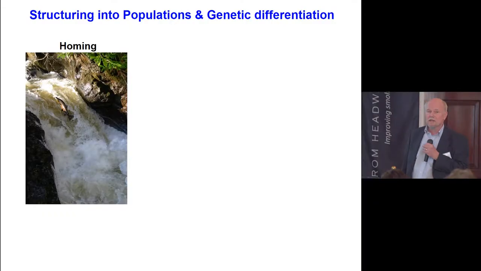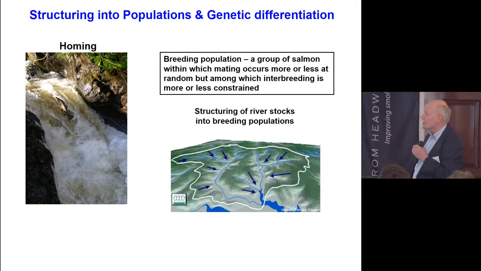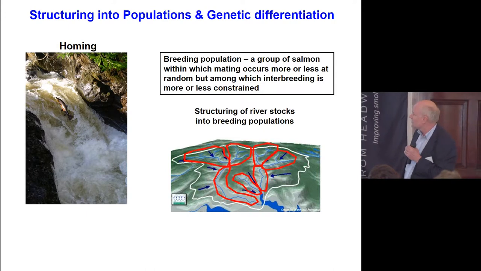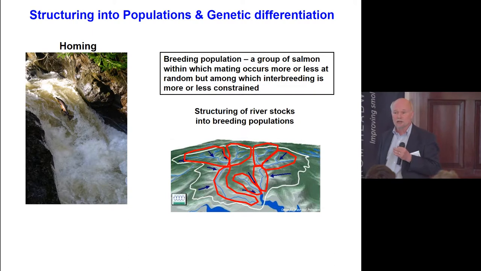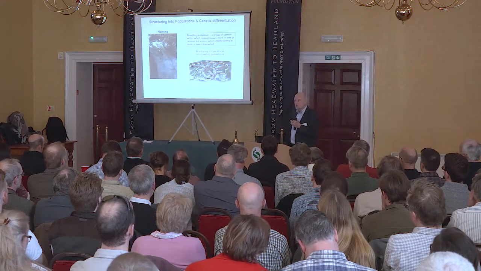So, at the heart of it is something that I've talked about many, many times over the years, and that is the structuring of salmon into populations. It's pretty well accepted now that salmon are structured into breeding populations, and these breeding populations are different in different rivers, and within rivers we basically have multiple genetically distinct breeding populations. And there's increasing evidence that these populations will be adaptively different to some degree or another. Well, are they adaptively different when it comes to smolts?